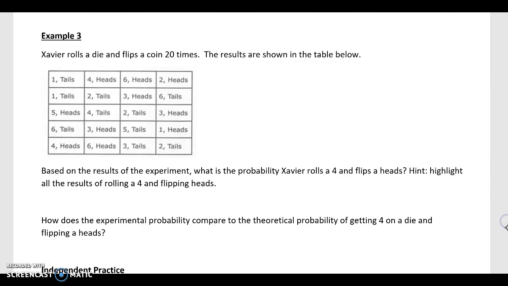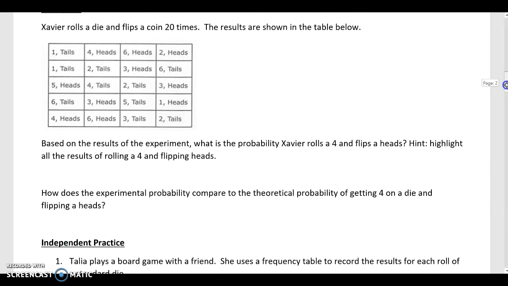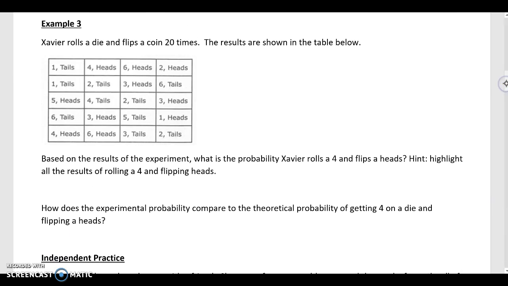Okay, so moving on to example 3. Xavier rolls a die and flips a coin 20 times. The results are shown in the table. So here he rolled and he got 1, and then tails, 4, then heads, 6, then heads, 2, then heads. Okay, so based on the result of the experiment, what is the probability Xavier rolls a 4 and flips a heads? Hint, highlight all the results rolling a 4 and flipping a heads.